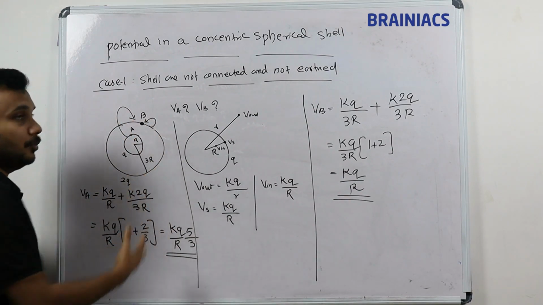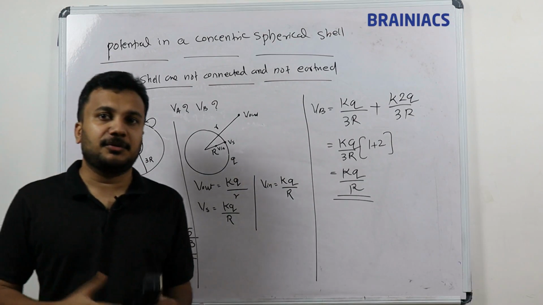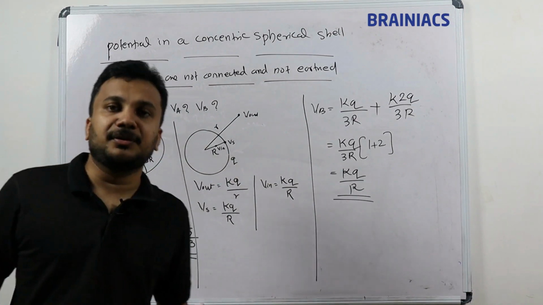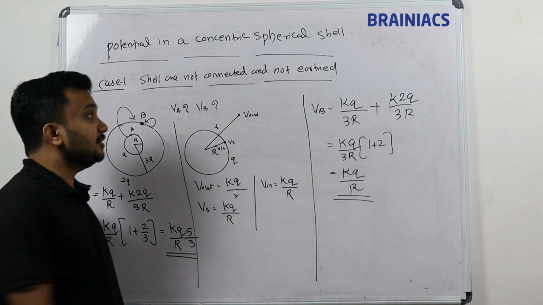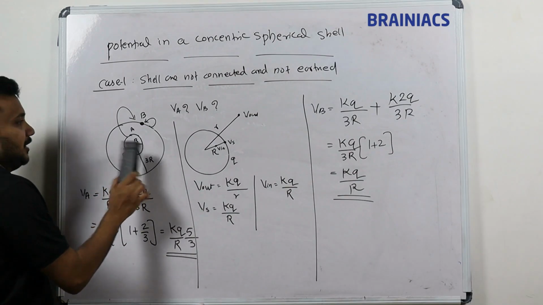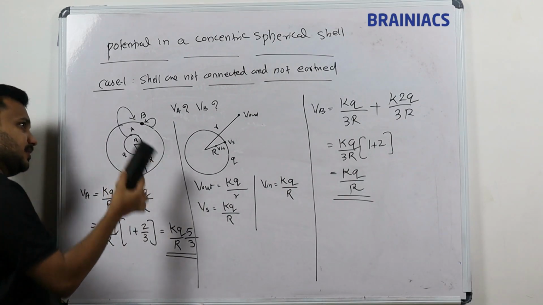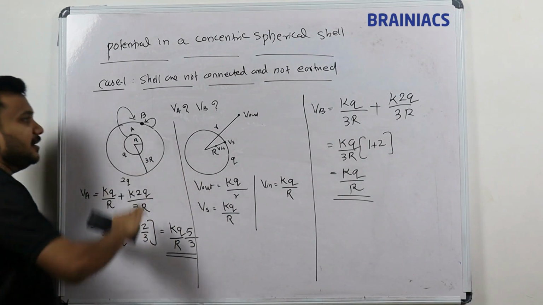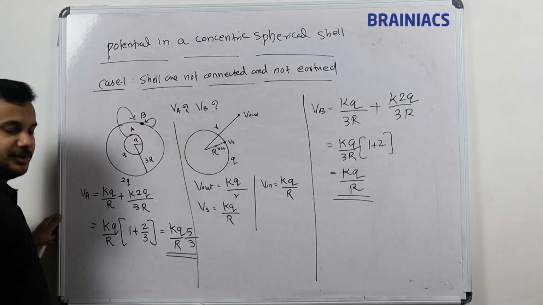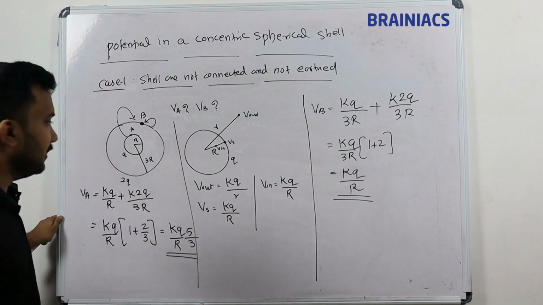This is one model of questions which commonly comes in NEET and JEE examinations. I have seen these questions a lot of times in your entrance examinations. This is the case number 1 model. Hope you understood. The potential at A we find because of the two spheres, and the potential at B we are also finding because of the two spheres. Okay, this is the first case. Now we will move to the second case.